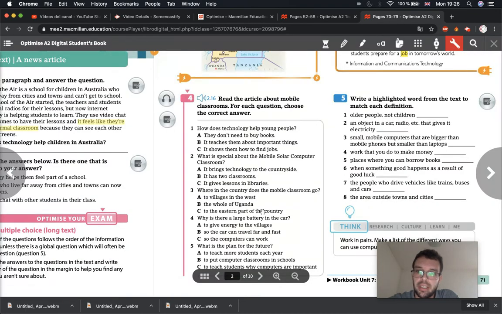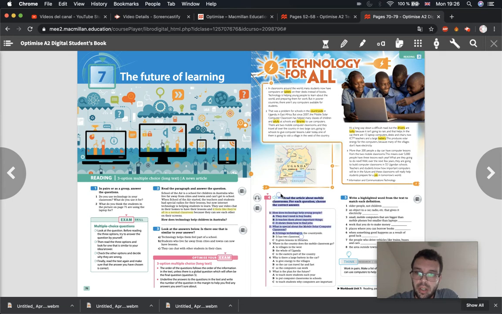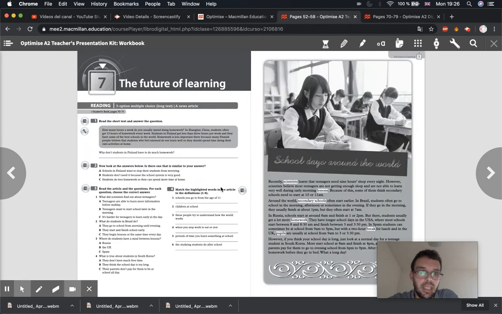Okay, very good. So hopefully the reading was quite easy. Now we should get some more practice. So what we can do now is go to our workbook, and we're going to go to page 52 here.